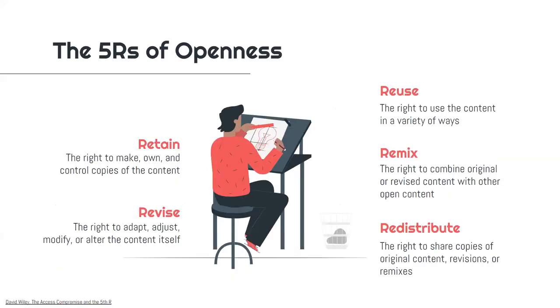Okay, so what makes something open? Something is truly open if it has these five R's: the ability to retain, revise, reuse, remix, and redistribute. Practically, somebody creates an educational resource and they have licensed it to be an OER. They've used a Creative Commons license, allowing it to be fully open.